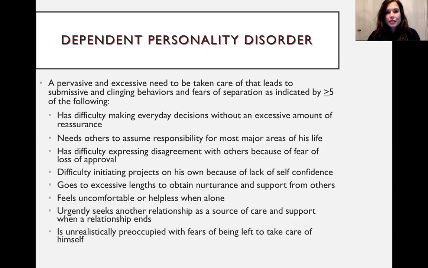They have difficulty expressing disagreement with others because of fear of loss of approval, difficulty initiating projects on their own because of lack of confidence. They go to excessive lengths to obtain nurturance and support. They feel uncomfortable or helpless when alone. They urgently seek another relationship as a source of care and support when a relationship ends, which is very tough because if they're depending on one person completely for their security, they may scramble to find another relationship that will support them. And they're unrealistically preoccupied with fears of being left to take care of themselves.